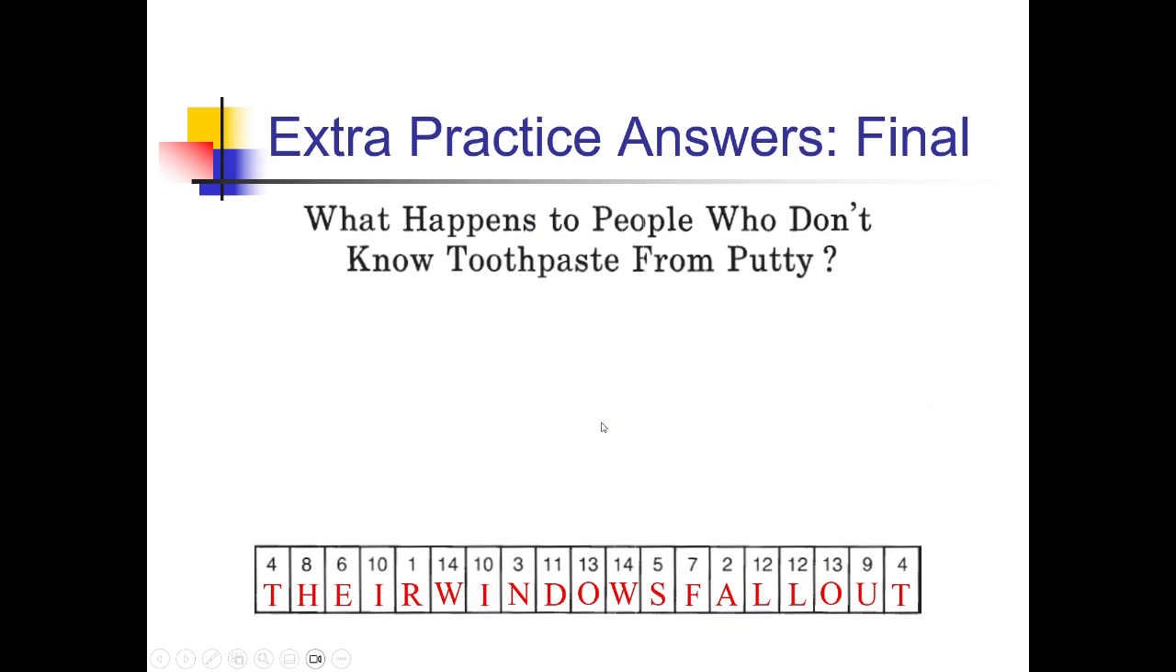Now that I've got all these letters filled in, let's see if I can solve the riddle. What happens to people who don't know toothpaste from putty? Their windows fall out. Well, that's not especially deep or profound, but hey, we solved the puzzle.